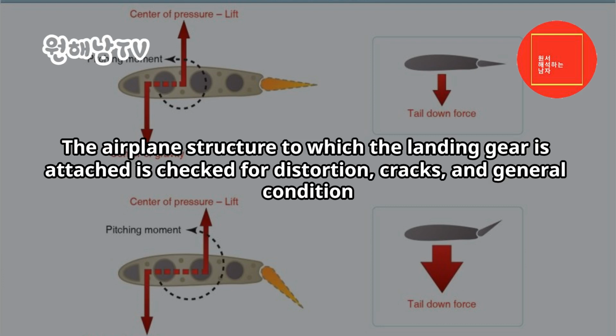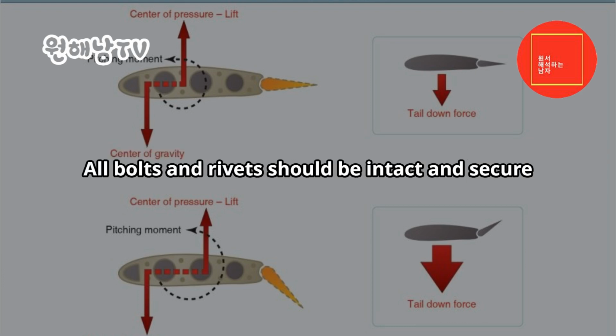The airplane structure to which the landing gear is attached is checked for distortion, cracks, and general condition. All bolts and rivets should be intact and secure.